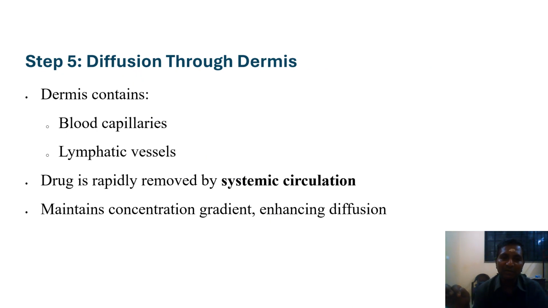The final step in dermal penetration is diffusion through the dermis. The dermis contains blood capillaries and lymphatic vessels. Once the drug reaches this layer, it can be rapidly removed by systemic circulation. This removal helps maintain the concentration gradient, which further enhances the diffusion of the drug from the skin surface into deeper layers. Therefore, the dermis plays an important role in the systemic absorption of drugs applied on the skin.